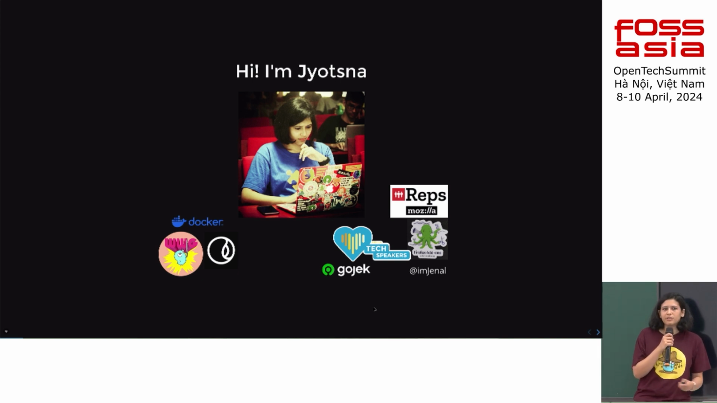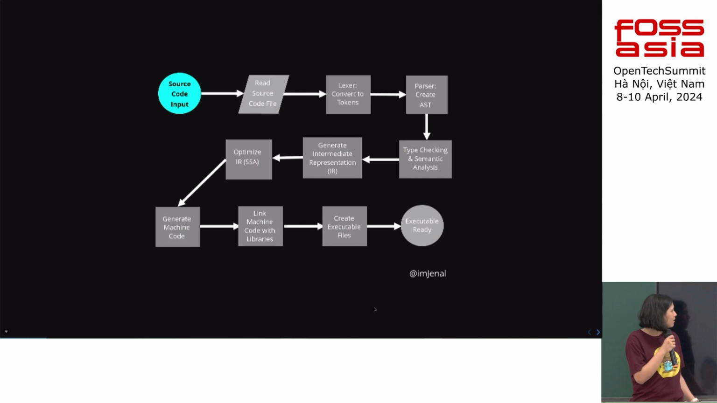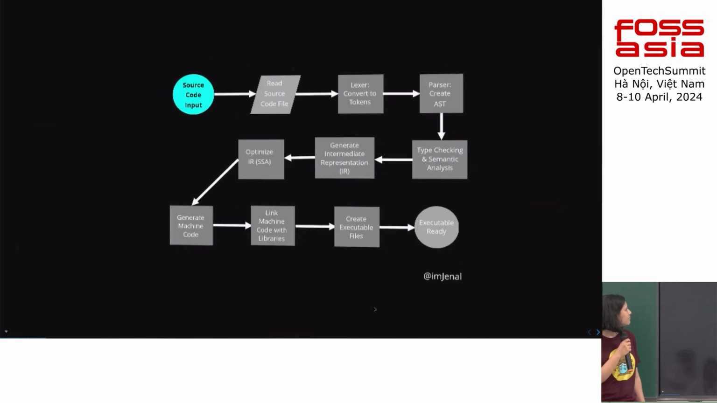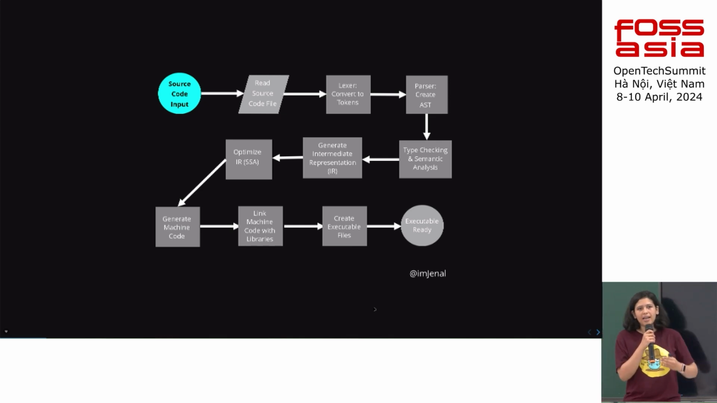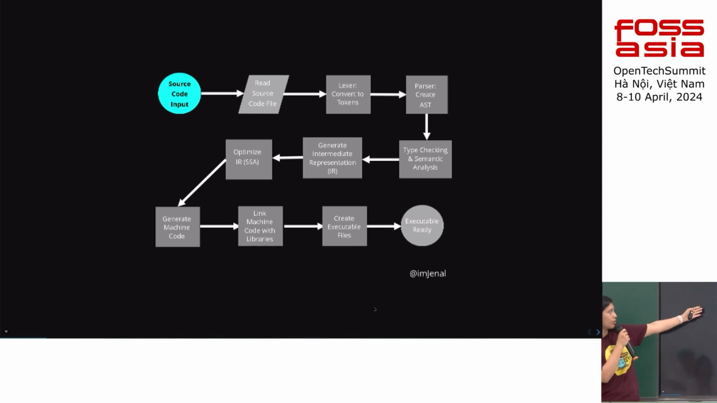Now let's proceed with the actual topic, decoding the black box. So what happens when you write code and you run go build, right? In Go, you use go build to compile your code. So I'll just focus on that part. So if the source code is your input, right? Then the source code is passed to the lexer, or basically the scanner.